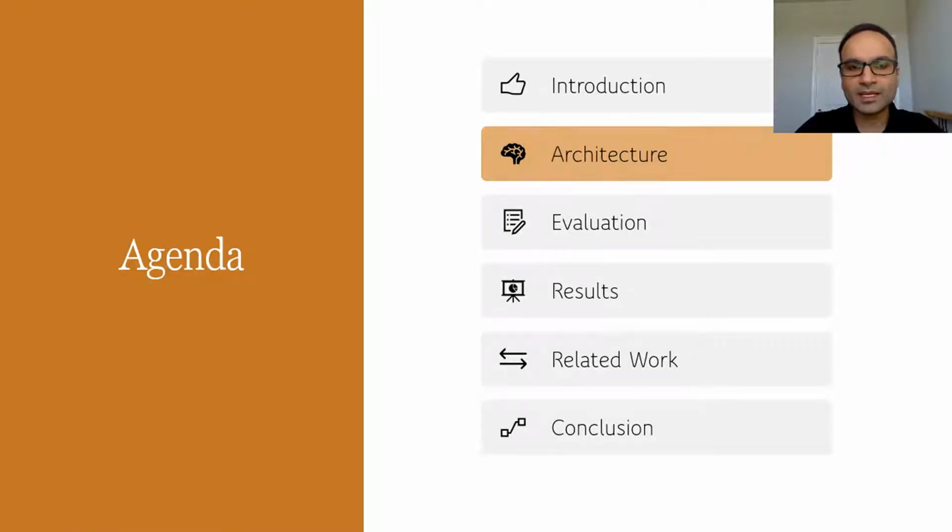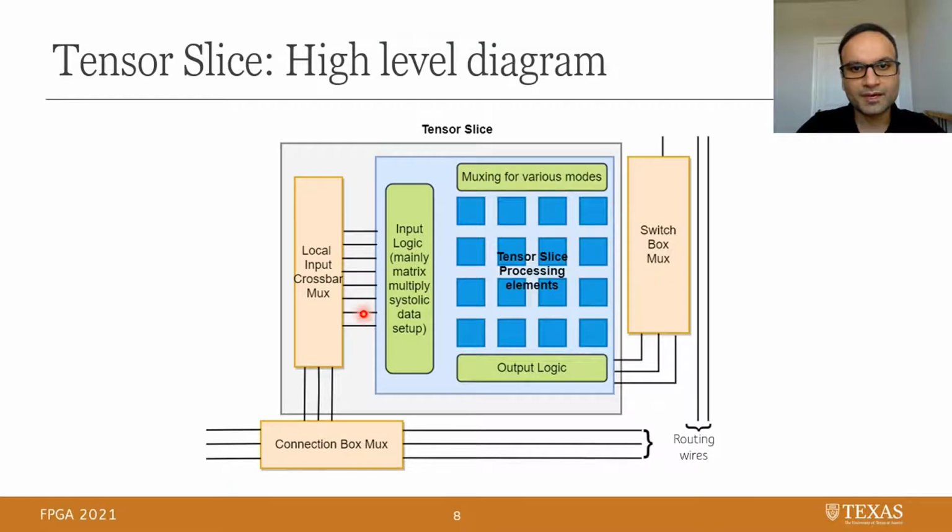So let's now look at the architecture of tensor slices. Here is a high-level diagram of the tensor slice. The tensor slice interacts with global routing on the FPGA using connection box and switch box, just like other blocks do. It has a local input crossbar, which has been added to alleviate the routability problems with a large block like tensor slice, which has many IOs on it.